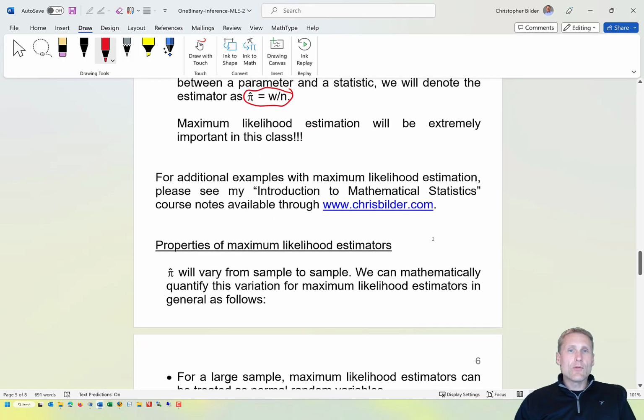Now, if you want to know more about maximum likelihood estimation, especially some of the mathematical properties about it, I have taught an Introduction to Mathematical Statistics course before, and I do talk about likelihood functions and maximum likelihood estimation in that course. You can get my corresponding notes and videos from chrisbiller.com.